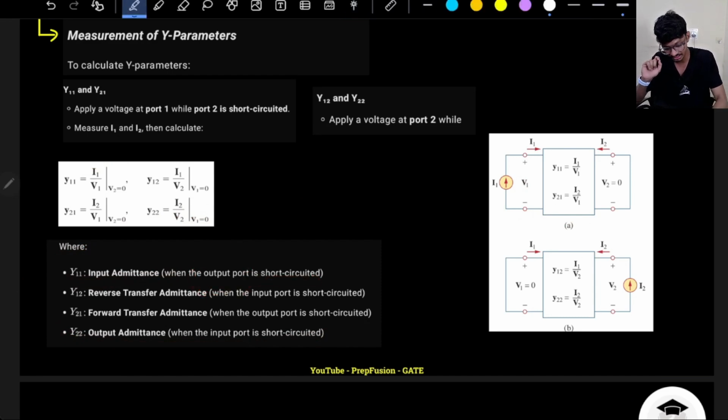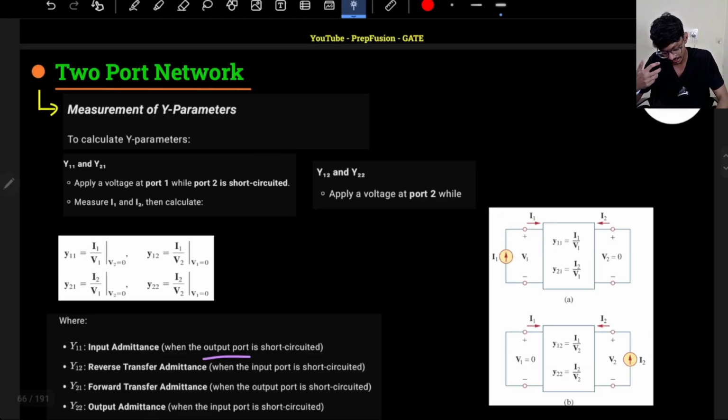So make sure this condition is there, right? It is not unconditional input admittance. Unconditional means without any condition, but here we have a condition. We have to make the port 2 voltage 0, so that's why the output port is short circuited. Y12 is a reverse transfer admittance, because we are measuring the current I1 divided by the V2.